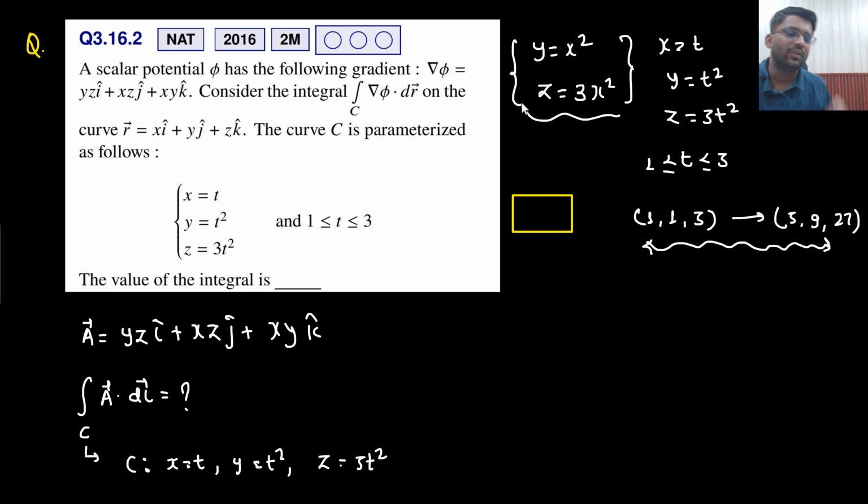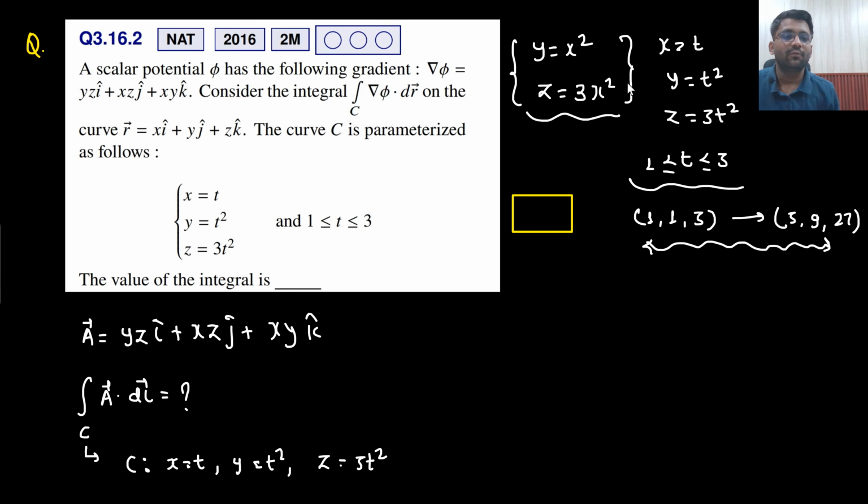This kind of question we have solved. When we need to solve it, what do we do? We assume x as t, y becomes t square, z becomes 3t square. Then we find the limits of t. Since x equals t, t goes from 1 to 3. In this question they have already done this process. The earlier question said you are going from 1 comma 1 comma 3 to 3 comma 9 comma 27 along the curve y equals x square, z equals 3x square.